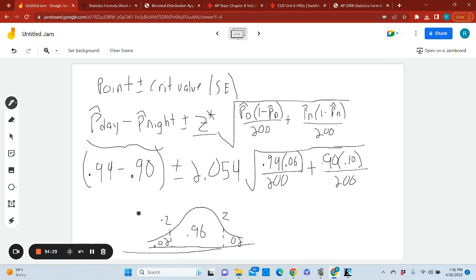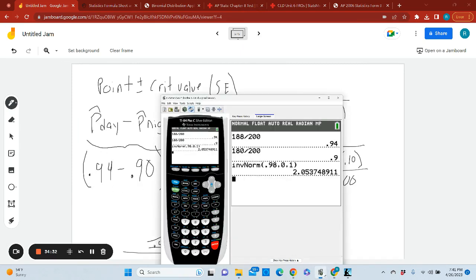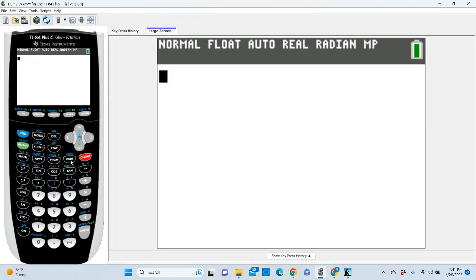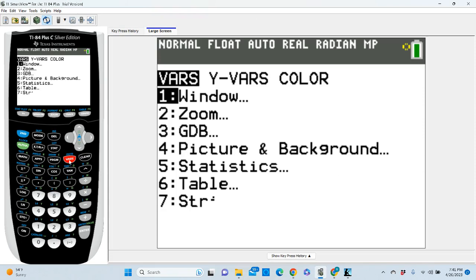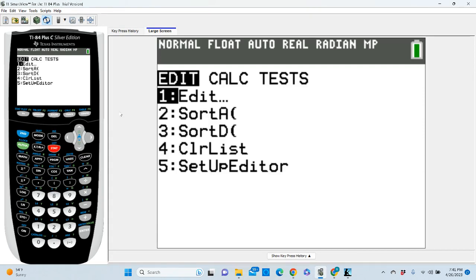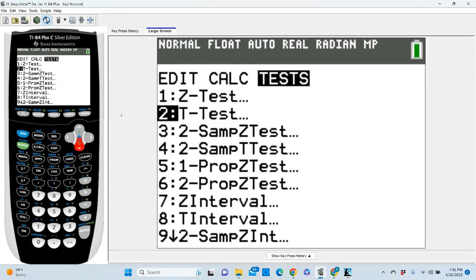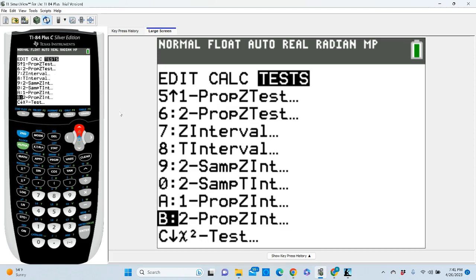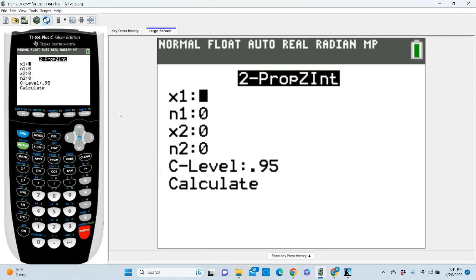But this one, we calculated the p hats manually. They didn't just give them to us. They said 188 out of 200 on the day shift and 180 out of 200 on the night shift. It's unfortunate that the calculator only accepts counts and not proportions. But now when I go to stat tests and I go to my 2-prop z interval, don't pick 2 sample z interval. That's going to use the wrong critical values. You want 2-prop z interval.